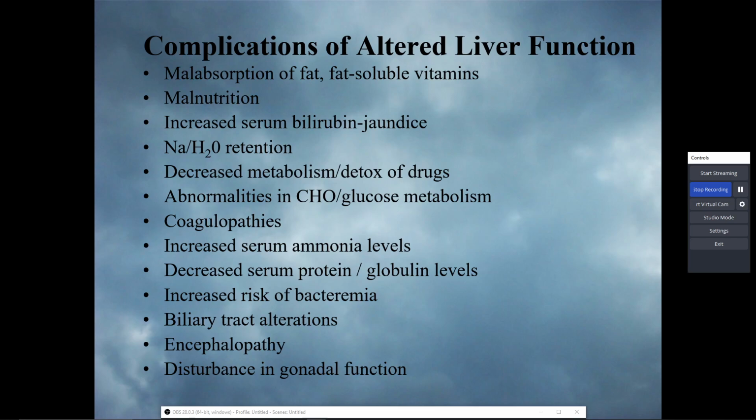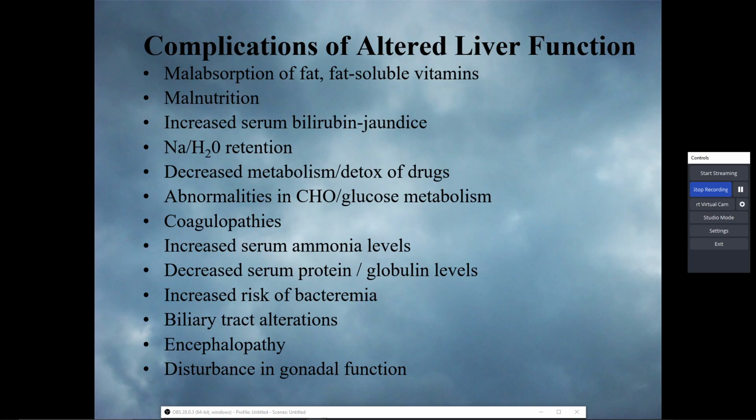We have sodium and hydrogen, essentially H2O retention. Decreased metabolism and detox of drugs, abnormalities in glucose, and that's what CHO is. C6H12O6 is glucose. Coagulopathies, there's your PT, PTT, and INR. Increased serum ammonia levels. Ammonia equals bad. Decreased serum protein and globulin levels. Guess what? Your albumin, totally regulated by the system. Increased risk of bacteremia, biliary tract alterations, encephalopathy, disturbances in gonadal function.